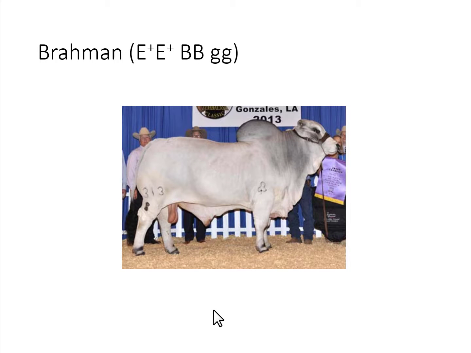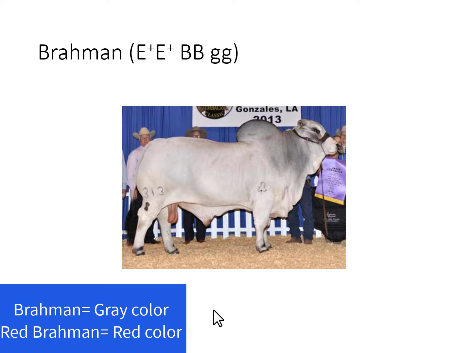And here we have our gray Brahman. So for this class, if it just says Brahman, it always means that it is a gray Brahman, and red Brahman will always be called red Brahman.